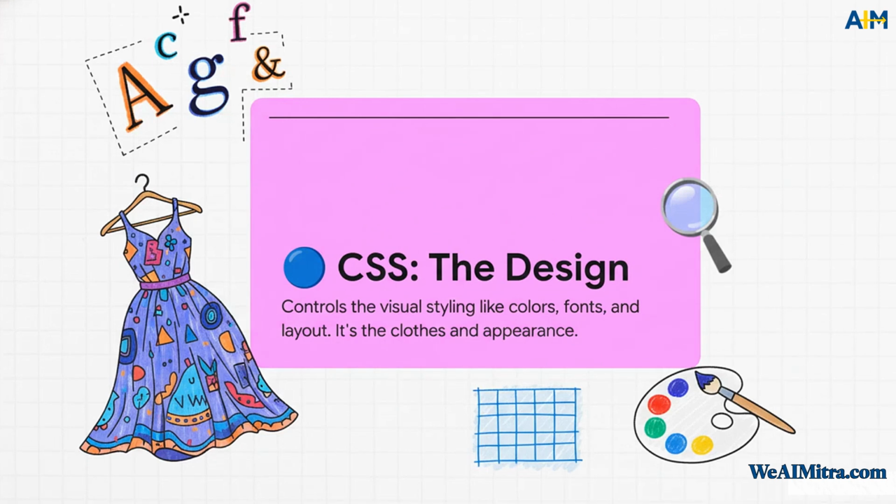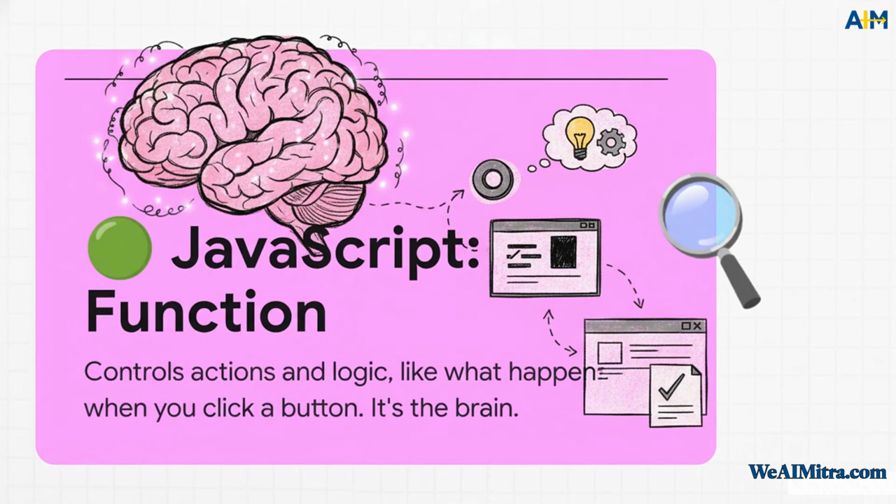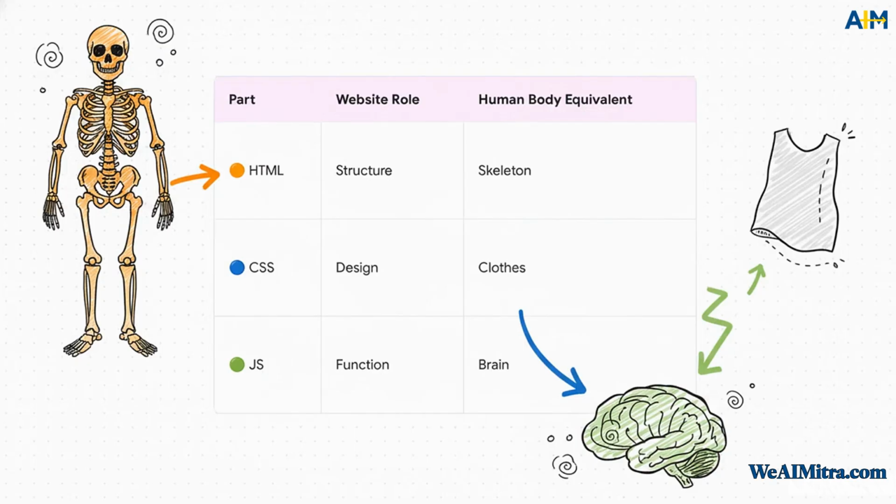Okay, so if HTML is the skeleton, what's next? That's CSS. Think of CSS as the clothes, the hairstyle, the appearance. It controls all the visual stuff, the colors, the fonts, how things are laid out. It's what makes a website go from boring to beautiful. And the final piece of the puzzle is JavaScript, or JS for short. This is the brain of the whole operation. It controls all the actions and the logic. So when you click a button and something cool happens, like a menu pops up, that's the brain, that's JavaScript making it happen.